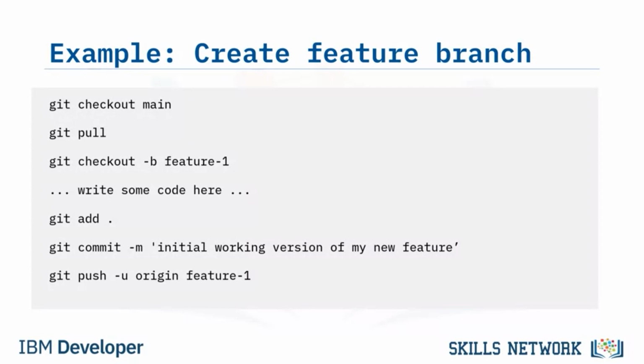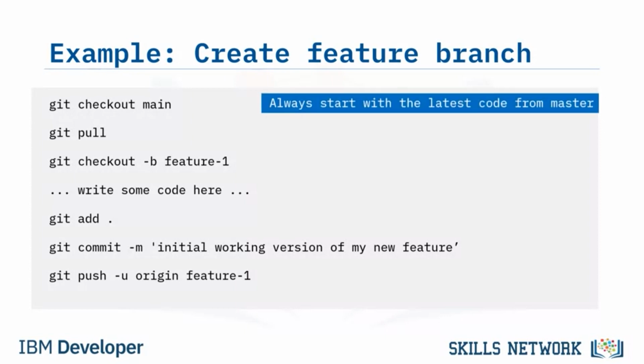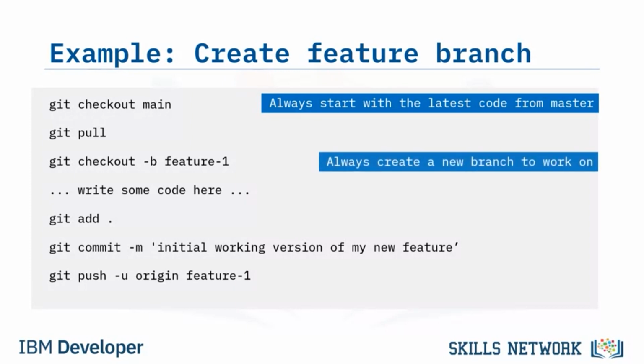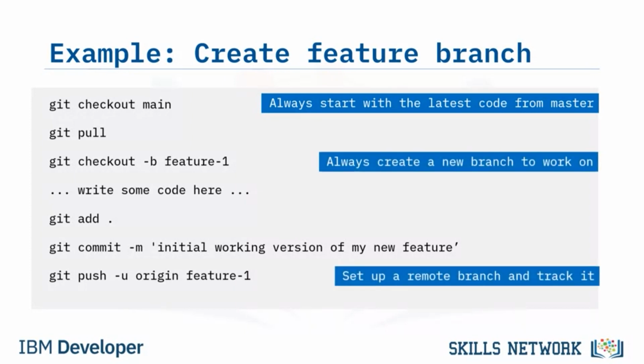The whole process has 3 key components. We want to work off the latest code available, create a new branch to store our changes, and set up a remote branch to push our changes to.